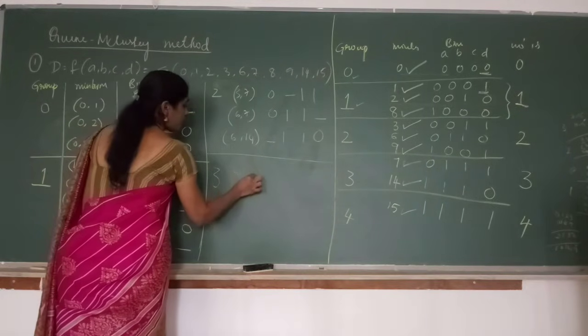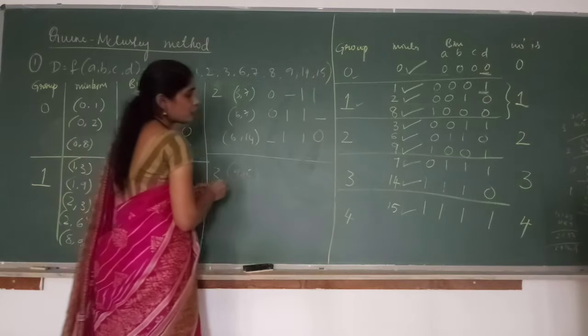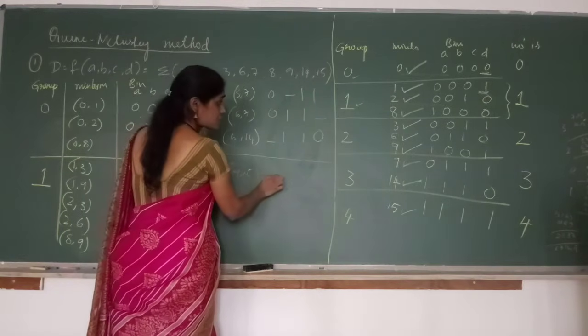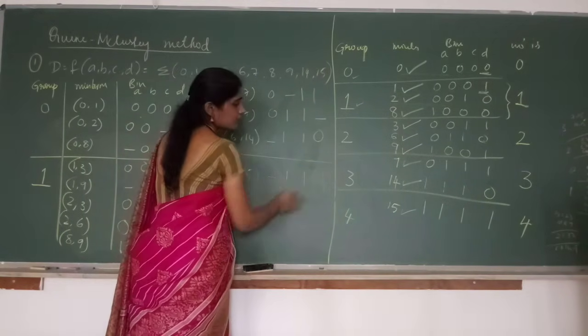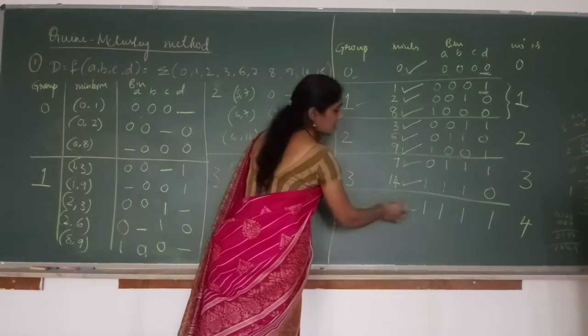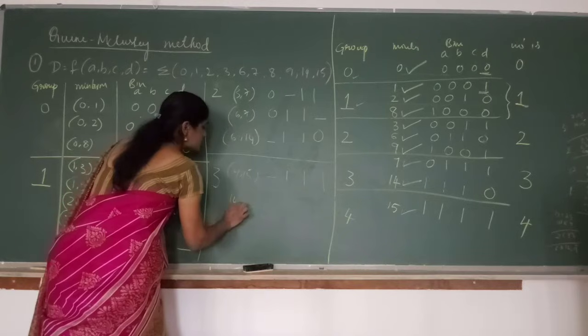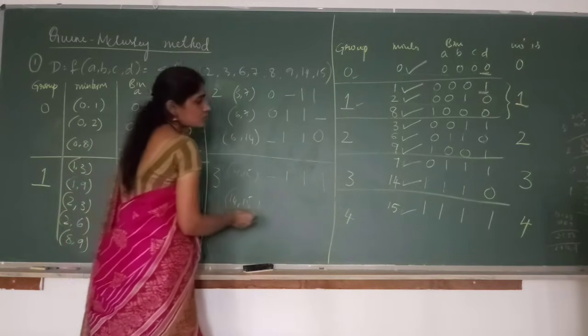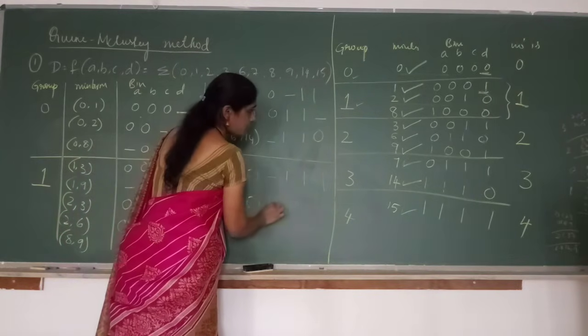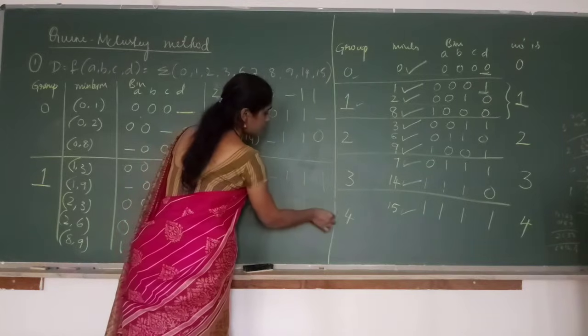So 7 comma 15. If I group, what will happen? Dash 1, 1, 1. Compare 14 with 15. Same, same, same. Different. Yes, I can also group 14 and 15. So what is the grouping I get? 1, 1, 1, dash.